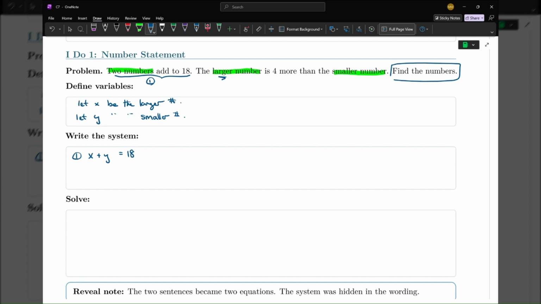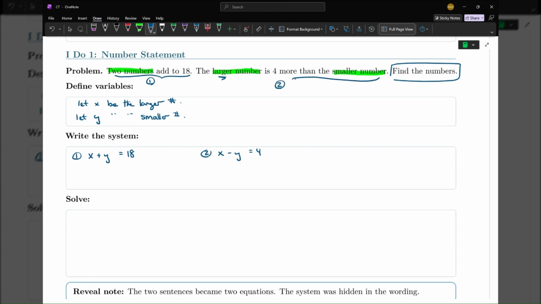And then equation 2 is going to be the larger is 4 more than the smaller. Now, there's a lot of ways to set this one up. The way I see it is I say the larger number minus the smaller number leaves me with 4. That's how I like to see it.